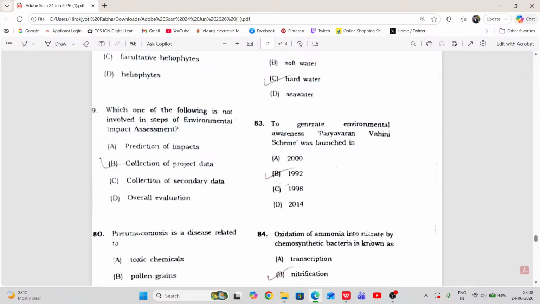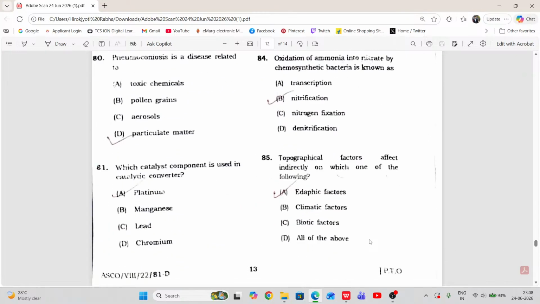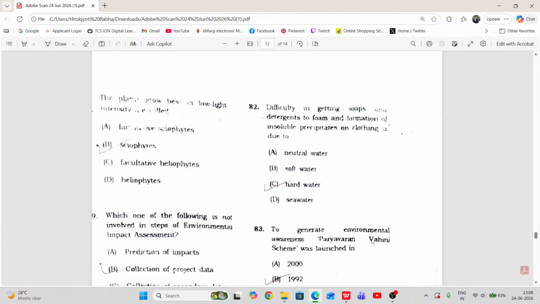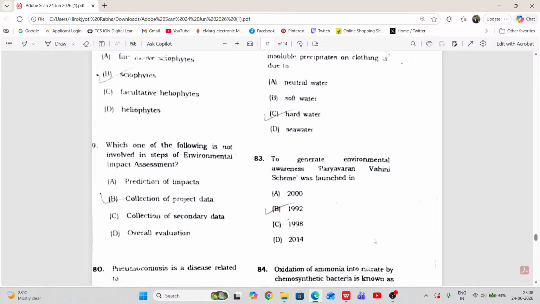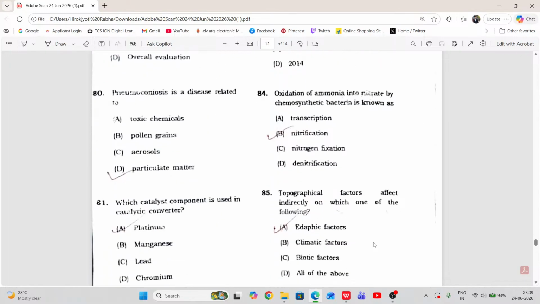80. Byssinosis is a disease related to particulate matter. Which catalyst component is used in a catalytic converter? Platinum. Difficulty in getting soaps and detergents to form lather, and formation of insoluble precipitate on clothing, is due to hard water. 83. To generate environmental awareness, the Paryavaran scheme was launched in 1992. Oxidation of ammonia into nitrate by chemoautotrophic bacteria is known as nitrification.